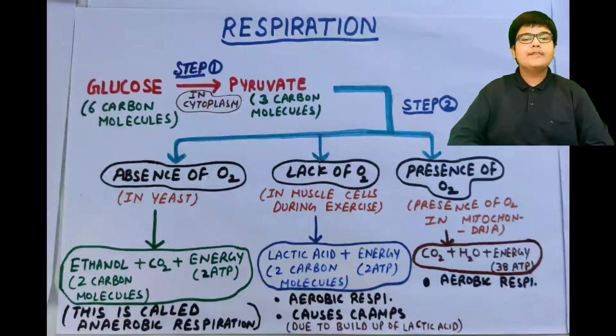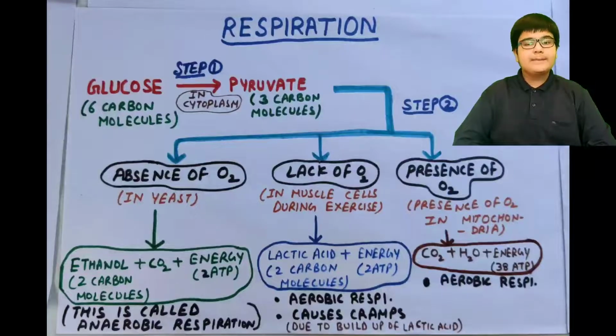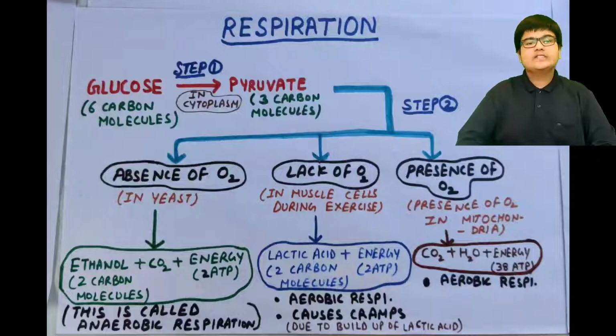The third type of respiration is aerobic respiration. This takes place in the presence of oxygen in our mitochondria. This releases carbon dioxide plus water plus energy, and a lot of energy, that is 38 ATP, is released during this process. This is called aerobic respiration.